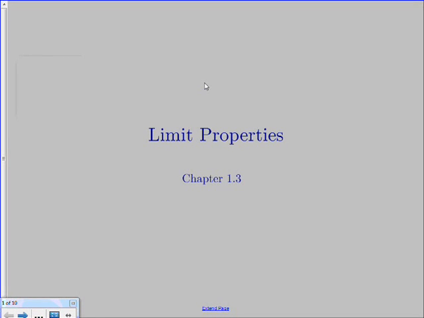Okay, so today we're going to talk about limit properties and different properties of limits that can help you solve for them. And these are really important to go over before we go over analytical methods of finding limits or using algebra to find them. So first we're going to go over some basic limits that everyone should know.